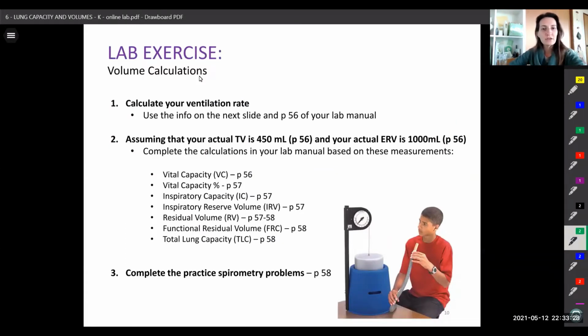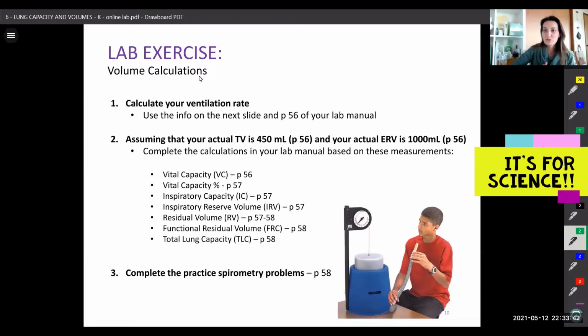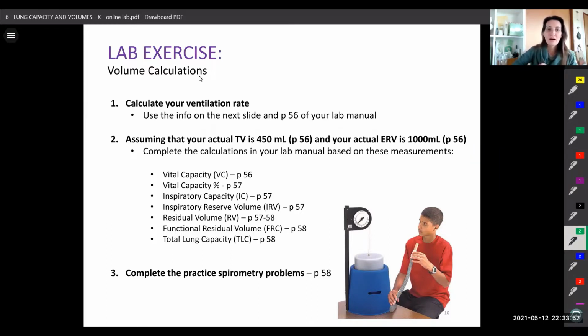So the first thing you're asked to do is calculate your ventilation rate. And this is something you can do at home. It's usually easier to ask someone to help you. So if you have someone in the house that can watch you breathe, I know it sounds creepy, but to watch you breathe for 30 seconds or a minute and just count how many breaths you take while resting, that would be great, because it would be probably more accurate than you trying to count how many breaths you're taking as you're taking them.